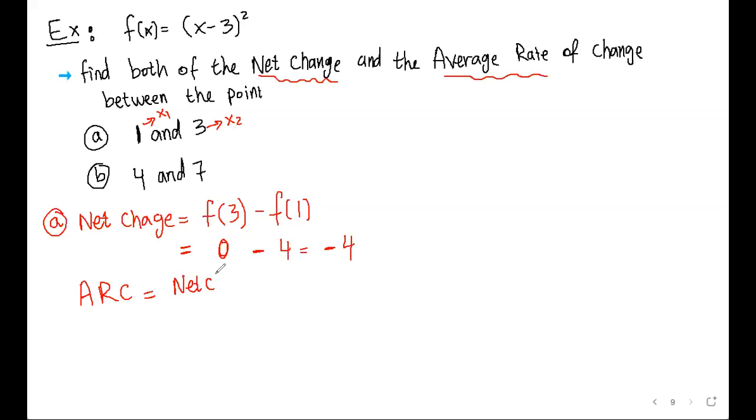Nice. So the net change over x2 minus x1. So negative 4 over 3 minus 1, we get negative 4 over 2. What's the answer? Negative 2. Okay, perfect. Here, ARC means, sorry, A means the average rate of change, okay?